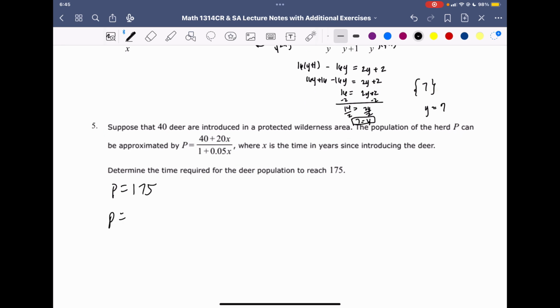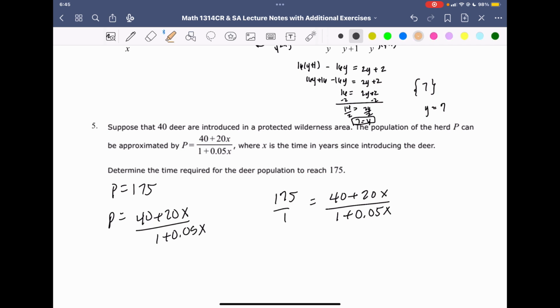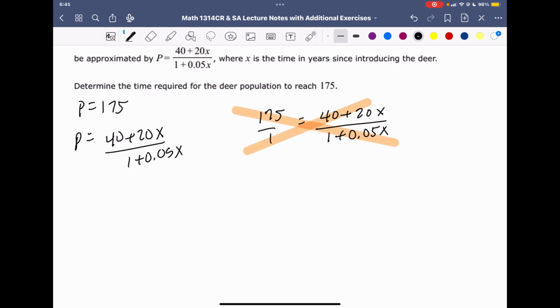And then P is 40 plus 20x over 1 plus 0.05x. So 175 equals 40 plus 20x over 1 plus 0.05x. So this is over 1. What I mean by cross multiplying is 175 times the denominator, and then 1 times 40 plus 20x. So then it's going to be 175 times 1 plus 0.05x equals 40 plus 20x.